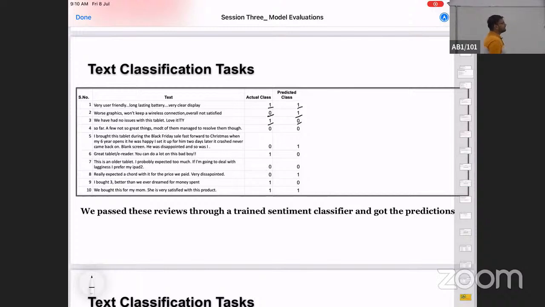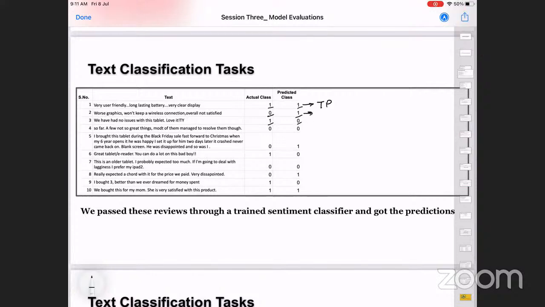I think in one of the initial lectures you were taught about false negatives, true positives, and so on and so forth. So what do you think about this? What type of class does this prediction belong to? True positive. Yes, this is a true positive. Very good. What about the second one? This is a false positive. The third one?